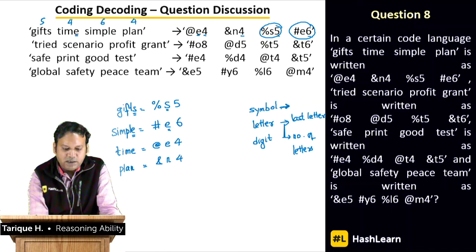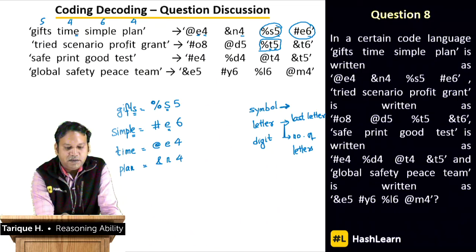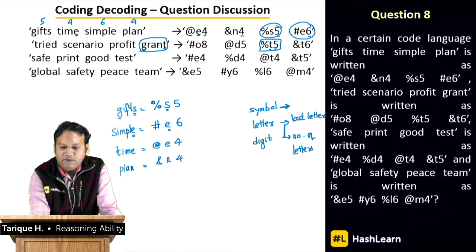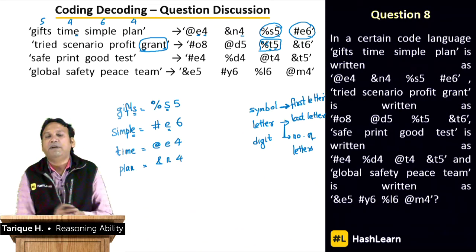So let's look at this word gifts, and we have this percent symbol here. In the second one also we have a code with the percent symbol. It's got 5 letters in it ending in T. So which word is having 5 letters? Grant is having 5 letters and ending in T. Gifts starts with G, grant starts with G, and both have the percent symbol there. That means the symbol represents the first letter, and the moment we do this, our question is solved, completely done.